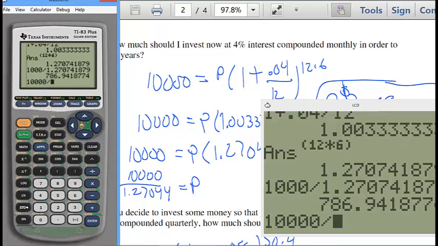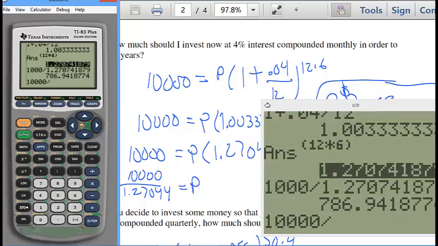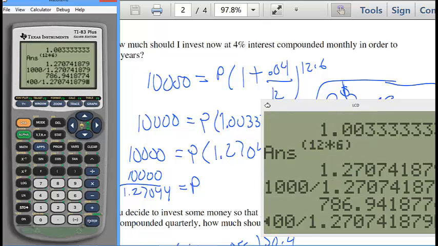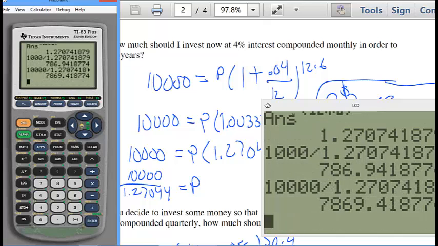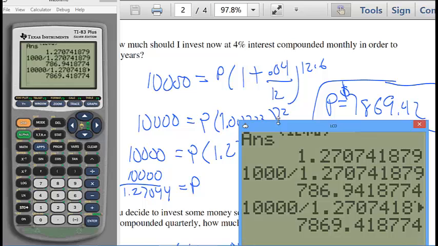divided by, and then I'll just arrow up to the right number that I wanted, and then hit enter again. And that's something that takes practice, practice, practice. Otherwise, you wouldn't catch that you'd mistyped that in. Okay.